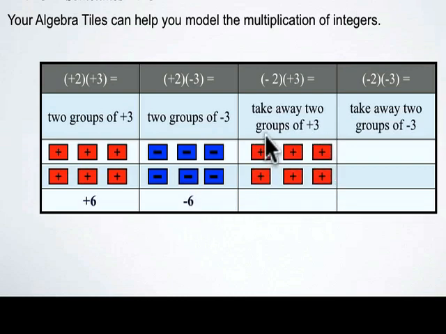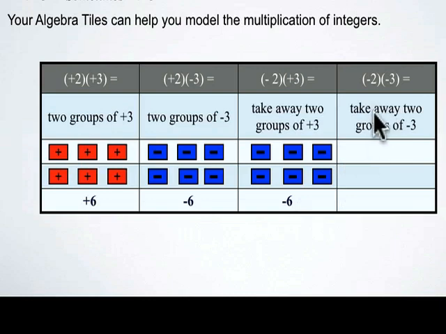In this example, I want to have two groups of positive 3. Well, positive 3 is represented by 3 red tiles, and here I have two groups of them. But the fact that it was negative 2 times, I have to take these away. Take away is the same as subtraction, which means add the opposite. So because I have the take away here, my two groups of positive 3 become their opposite, or two groups of negative 3, so I can take them away. And when I count that up, I get 6 blue tiles, so the answer is negative 6.